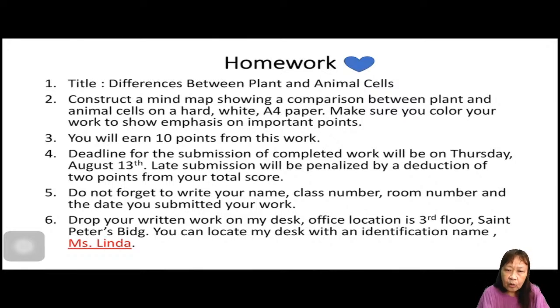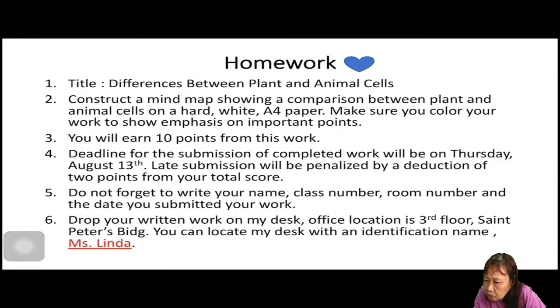I'm going to assign a homework for you to do, and the title of the homework is Differences Between Plant and Animal Cells. So you will see this is the title, Differences Between Plant and Animal Cells. Now, I need you to construct a mind map showing a comparison between plant and animal cells on a hard white A4 paper. Okay. Now, make sure you color your work so there will be emphasis on the important points.